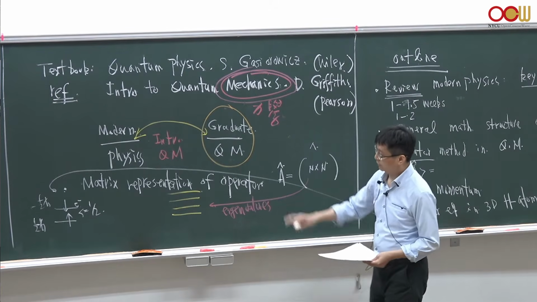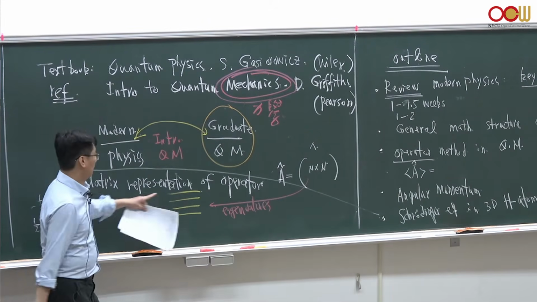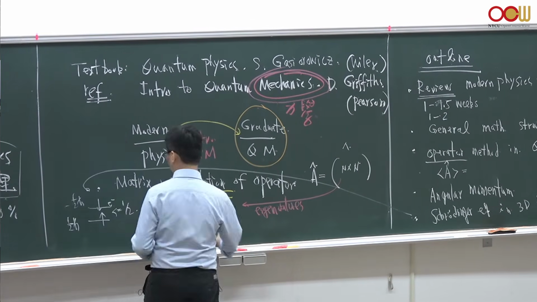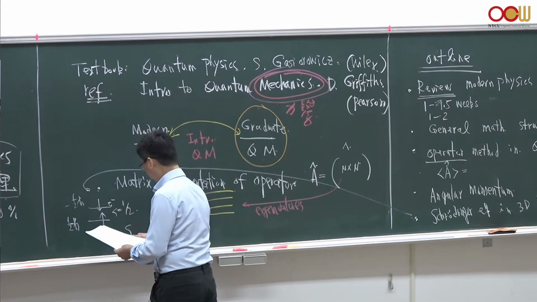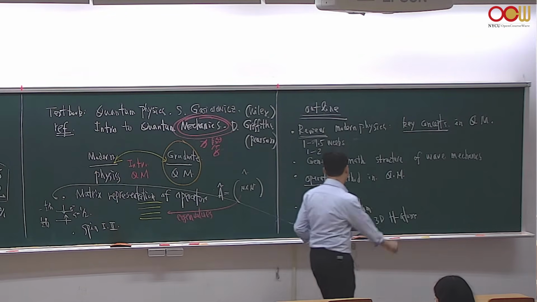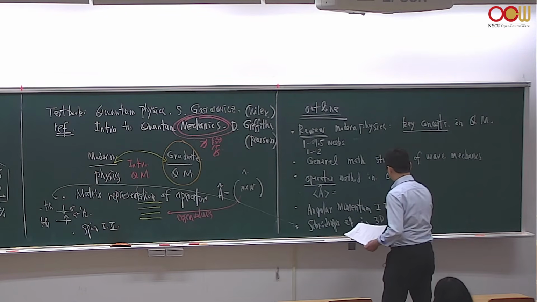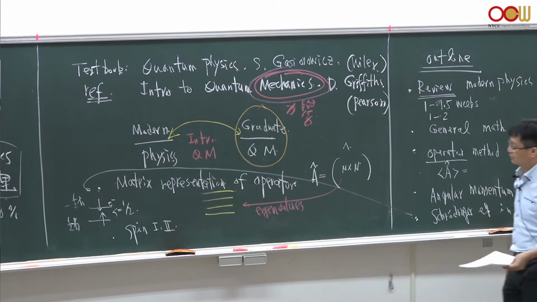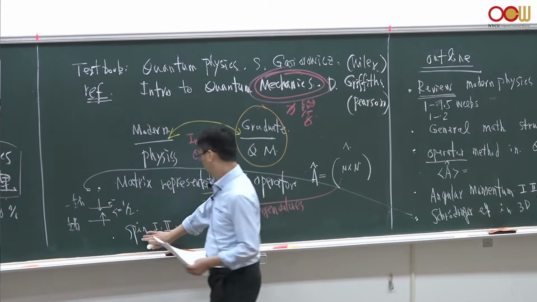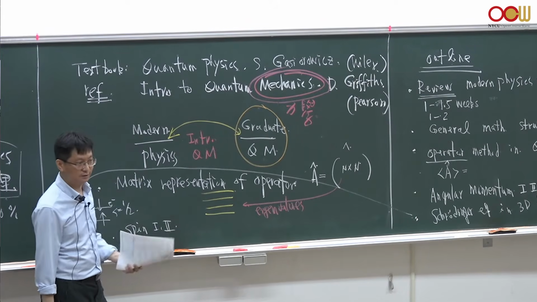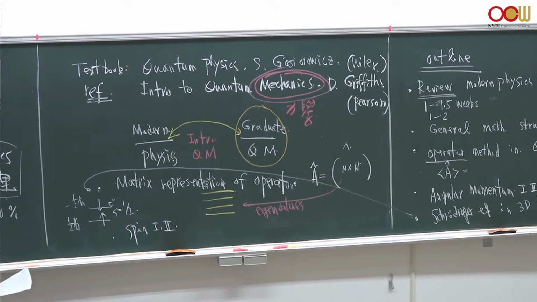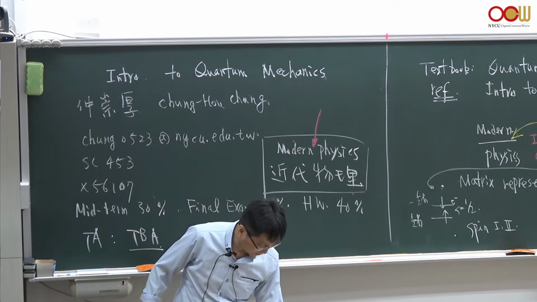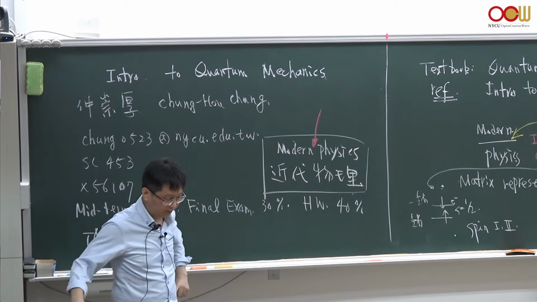So we will learn how to formulate operators in quantum mechanics in matrix form. And then we introduce spin. We may take up to 2 weeks to introduce the angular momentum operator, and also the spin angular momentum operator. Okay, so let's take a very brief break, and then I will continue introducing the remaining topics of this course.